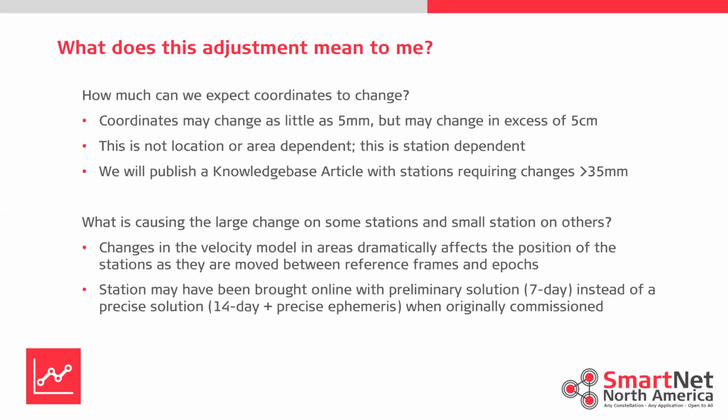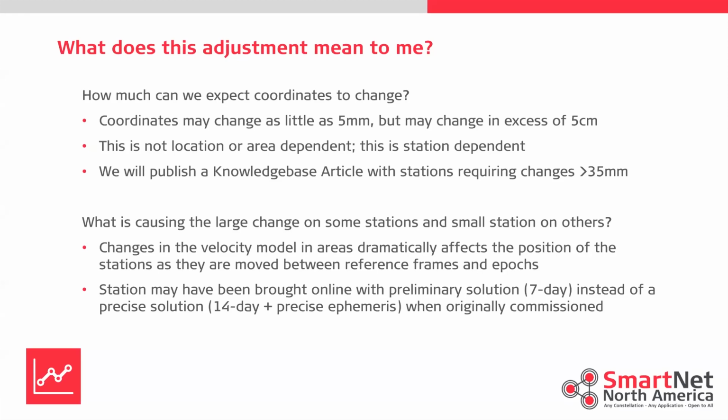Next question is, what is causing these large changes on some stations and small on others? Did you just have bad coordinates before? No, it has nothing to do with the quality of the solution, the quality of coordinates before. It has to do with a couple of different things. One is the changes in the velocity model in some areas can dramatically affect the position as we move reference frames and epochs. So you saw the epochs. We went from 2005 being the published epoch, and now we'll be at 2020. So that's 15 years of motion that we're changing for, and updating from 2005 to 2010. That's a 5-year change, but we're still another 9 or 10 years out from that.